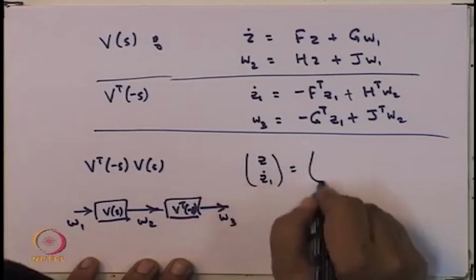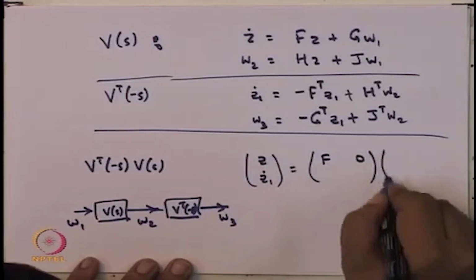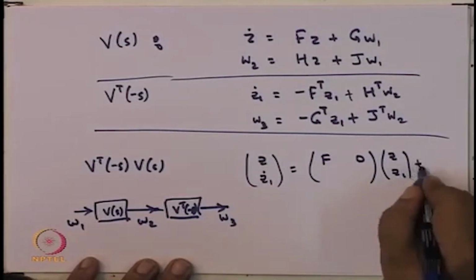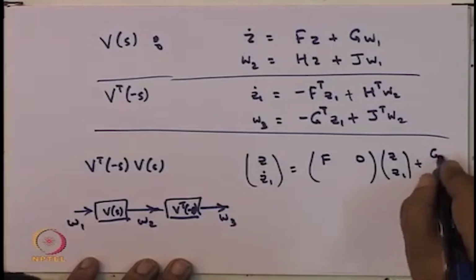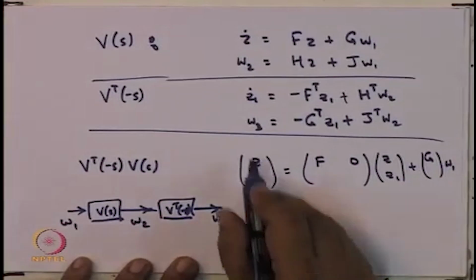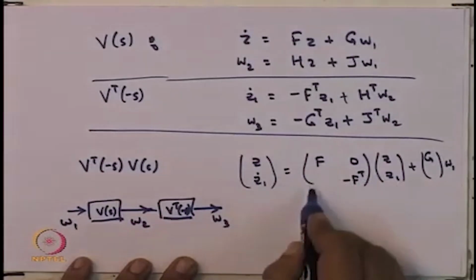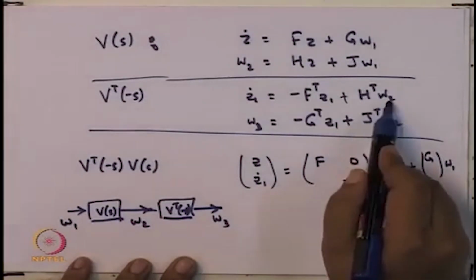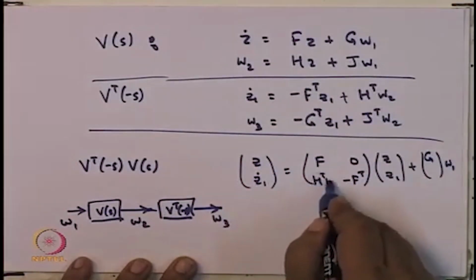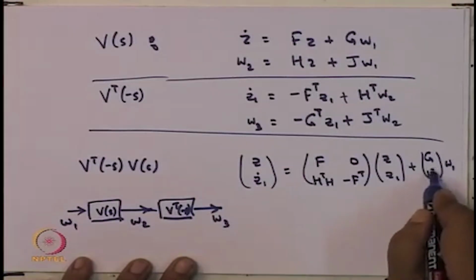Z1 dot is equal to F0 Z1 plus G W1. Okay, and for Z dot I will get minus F transpose Z, and out here I'll get a term because of H transpose W2, but W2 is HZ plus J W1. So, I would get here H transpose H, and here I would get H transpose J.